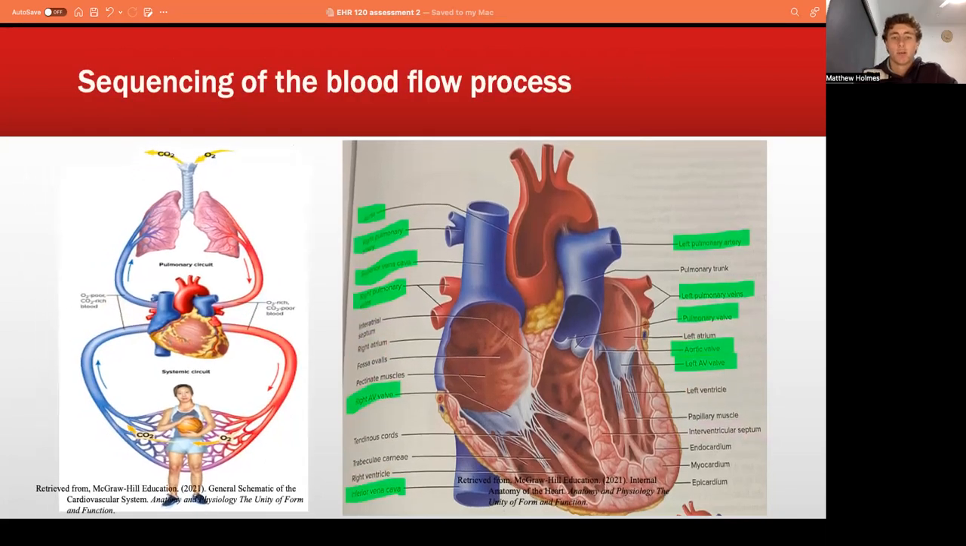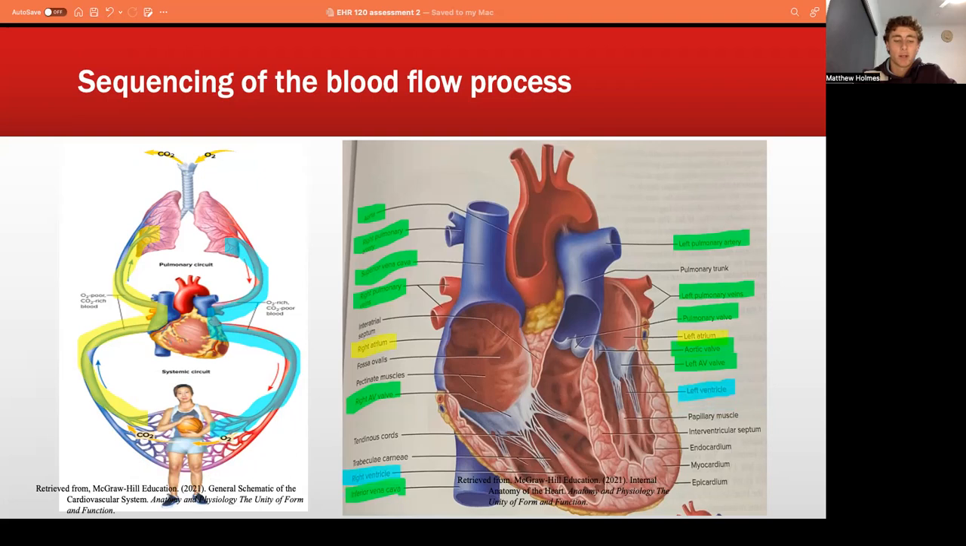So the sequencing of the blood flow process. The distribution of blood flow within the two circuits begins with the pulmonary circuit, which carries deoxygenated blood to the lungs, where the blood becomes oxygenated, where it then returns to the heart. Once returned to the heart, the systemic system is utilised and distributes oxygenated blood to the rest of the body. In relation to the heart, the right atrium and right ventricle are part of the pulmonary circuit, whereas the systemic circuit involves the left atrium and left ventricle.